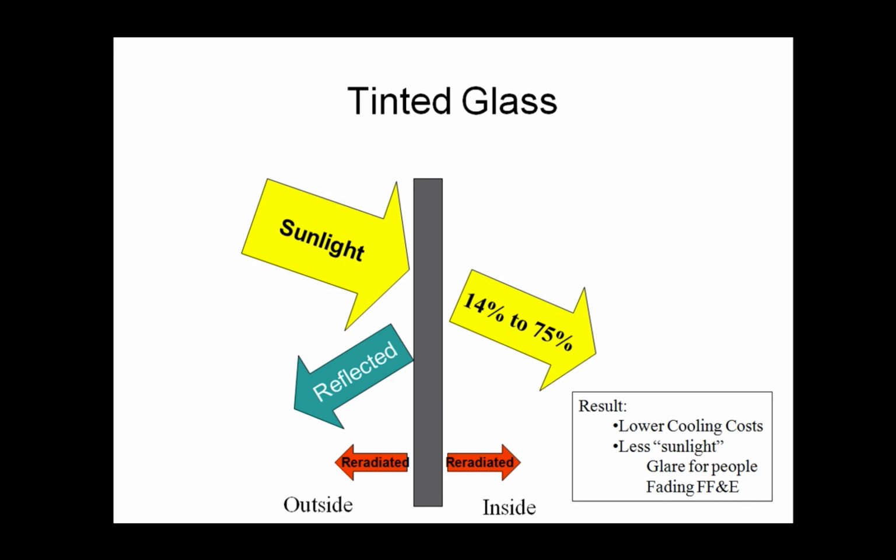Tinted reflects a lot of the sunlight so that you don't take as much heat inside. Right, just like your sunglasses or tinted windows on your car. Heat from the inside gets bounced back towards the inside, and heat from the outside gets redirected and bounced back outside. So it's good at holding in, and it's good at preventing heat.